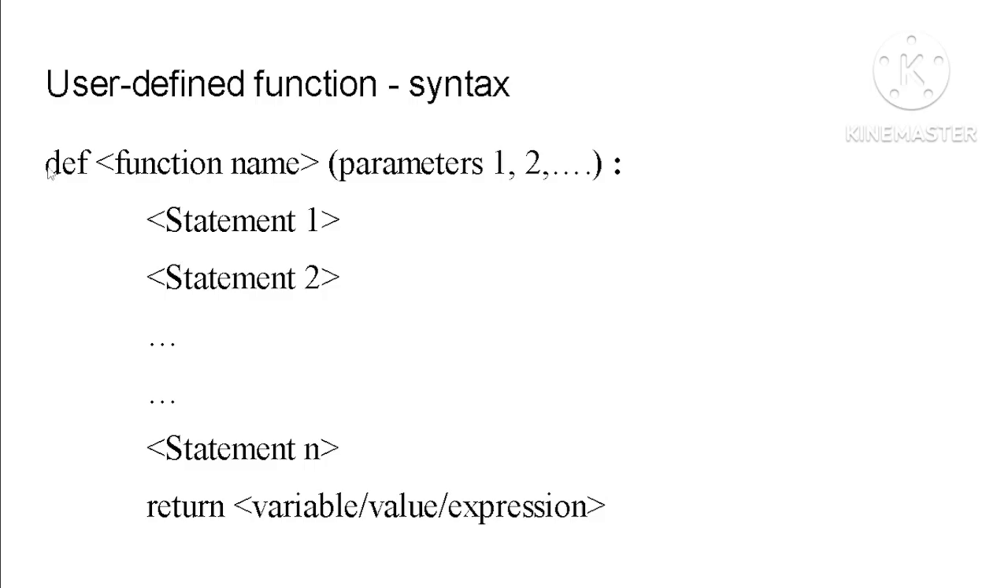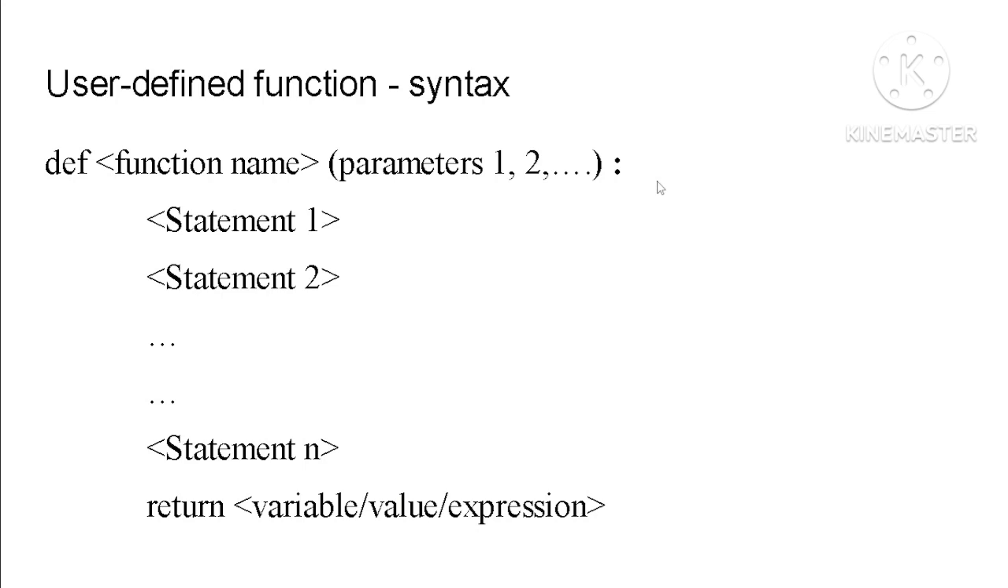A function should start with the keyword def in small letters, leave a space, give a name for the function. How should you name a function? The rule is the same as the rules for identifiers. The name should follow the same rules as naming a variable. So the function name is also the same. It should not contain any special characters, no space allowed and all that.